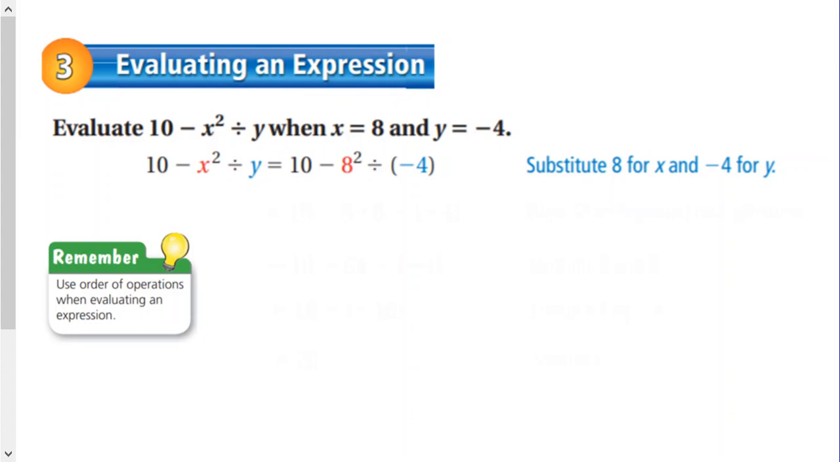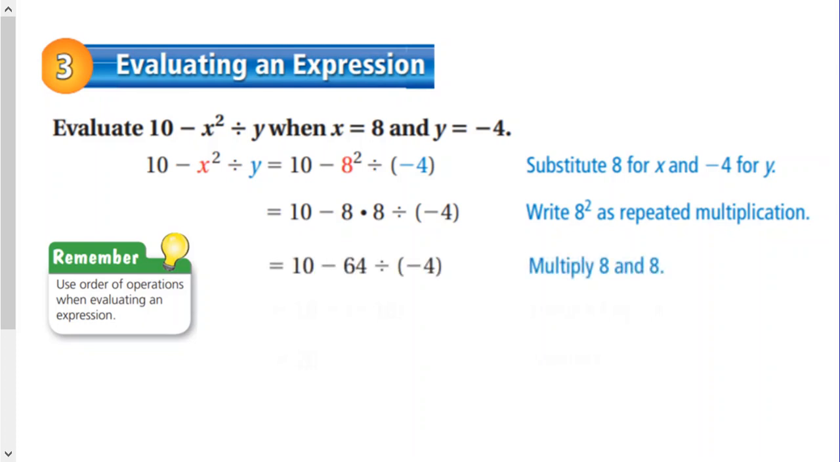Okay, now using order of operations, we need to evaluate that exponent. And remember that 8 is a positive 8. So 10 minus 8 squared divided by negative 4. We can get rid of that exponent by using repeated multiplication, or just saying 8 times 8. Okay, so now we don't have any exponents in our expression, and we got 10 minus 8 times 8 divided by negative 4. And using order of operations, we need to do that multiplication first because it comes before division from left to right.